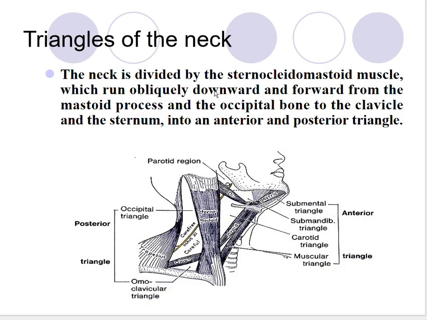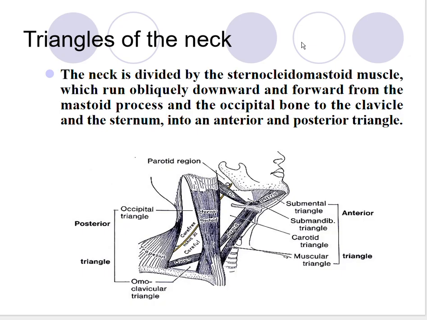So remember this. The anterior triangle is divided into four triangles: the submental triangle, submandibular triangle, carotid triangle, and the muscular triangle. And then the posterior triangle is divided also into two by the omohyoid muscle into the subclavicular triangle and the occipital triangle. And then next we'll discuss a bit of the contents and the boundaries. That's mainly our topic for today.